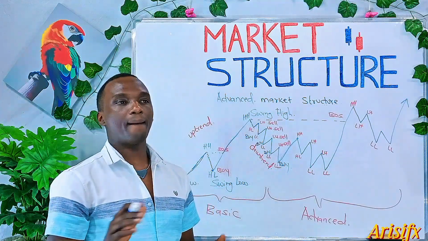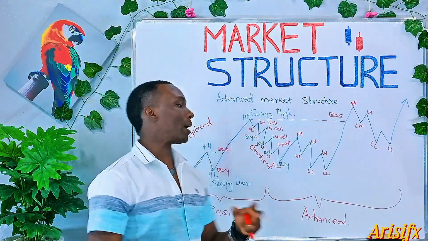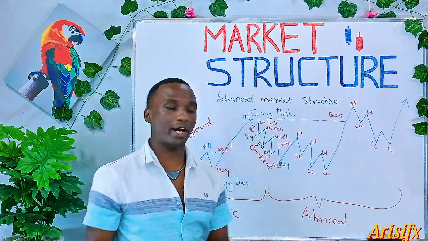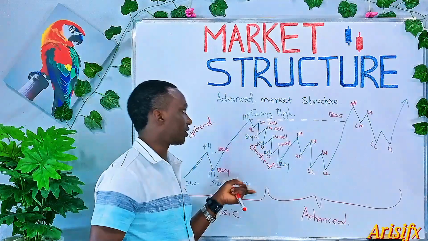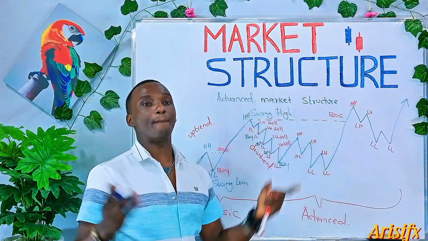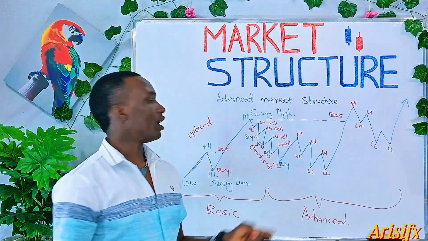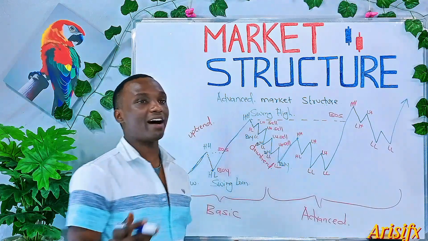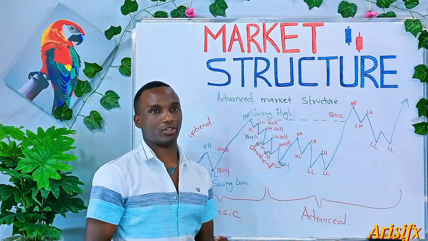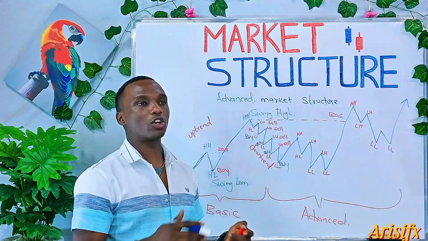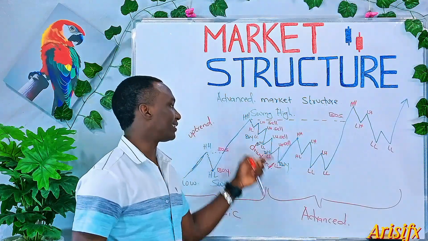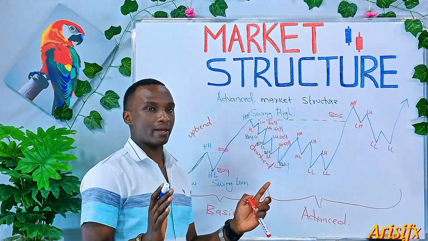But our bias in the market, remember, is still bullish. Why? Because we have not yet broken our main swing low and we have not broken our main swing high. Okay, so there we have internal market structure. Ideally we do not trade the internal market structures because these are our swings. The market is just swinging.